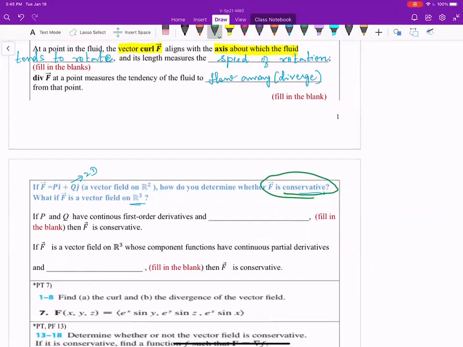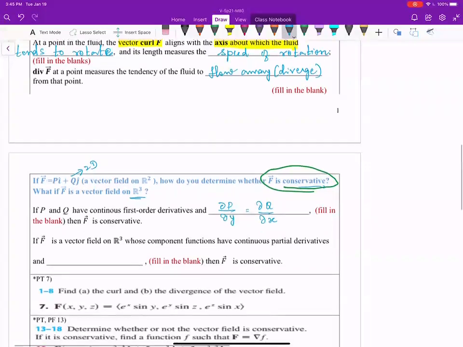If P and Q have continuous first order derivatives, and if you have the condition ∂P/∂y equal to ∂Q/∂x, then F is conservative in R2.